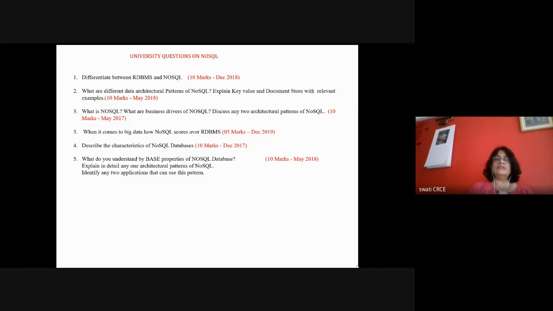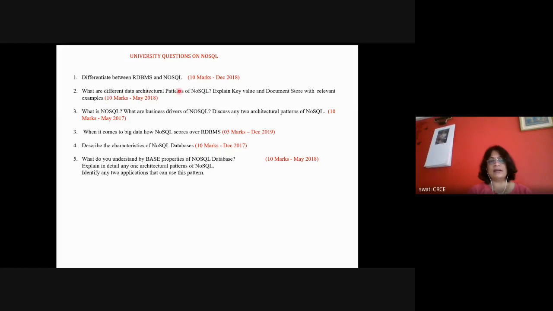Okay, so this is an important topic. There is always at least a 10-mark question, either from the first part of the syllabus or from the second part. These are the questions asked in previous papers from the first part of the syllabus: what is the difference between RDBMS and NoSQL? And what are the different architectural patterns? This is from the second part of the syllabus.